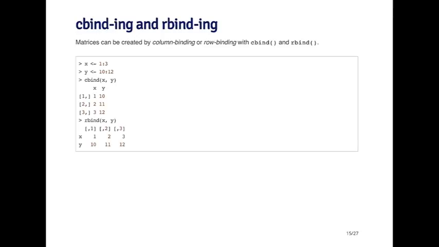So this is kind of what you might expect would happen. If I rbind those 2 objects, then the first row will be 1, 2, 3, and the second row will be 10 through 12. So cbinding and rbinding is another way to create a matrix.